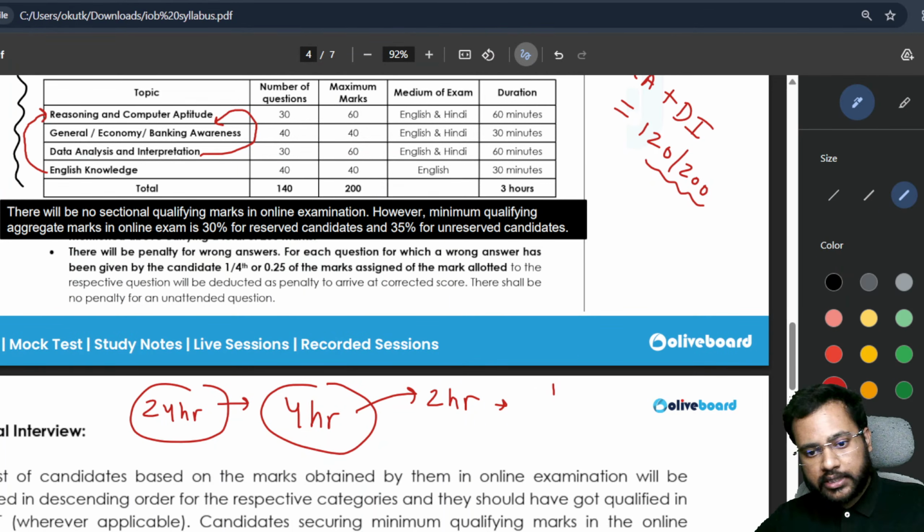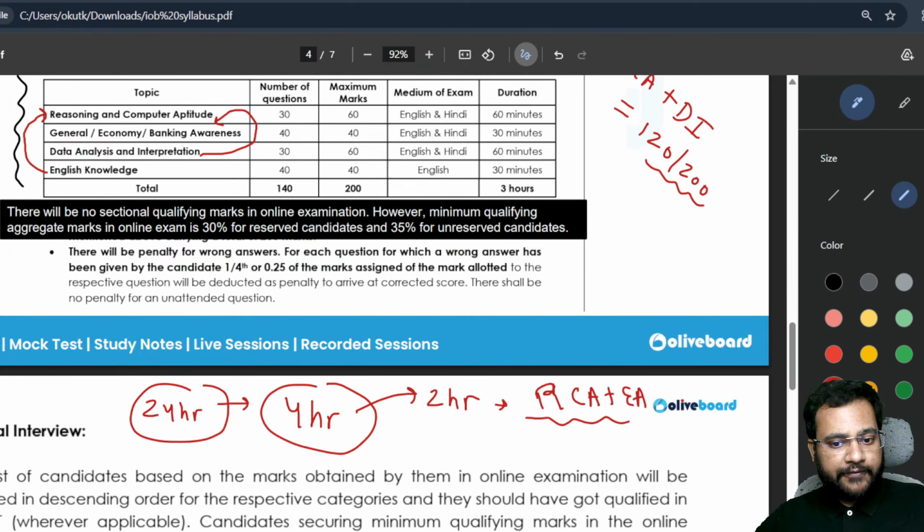If you have a different priority, if you have a different liking towards a combination, then that's a totally separate thing. So reasoning, computer aptitude plus English awareness or English knowledge can be given the first 2 hours in the morning shift. Because you have to do a lot of mental exertion here for these types of things compared to the other two sections. So try to give the early time period of the day to these questions.